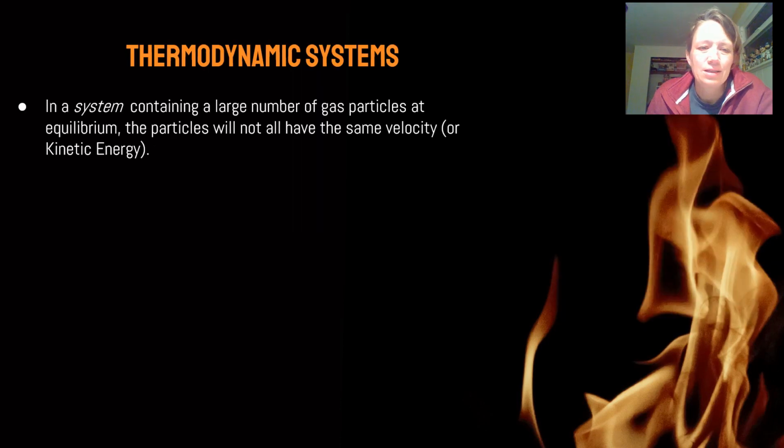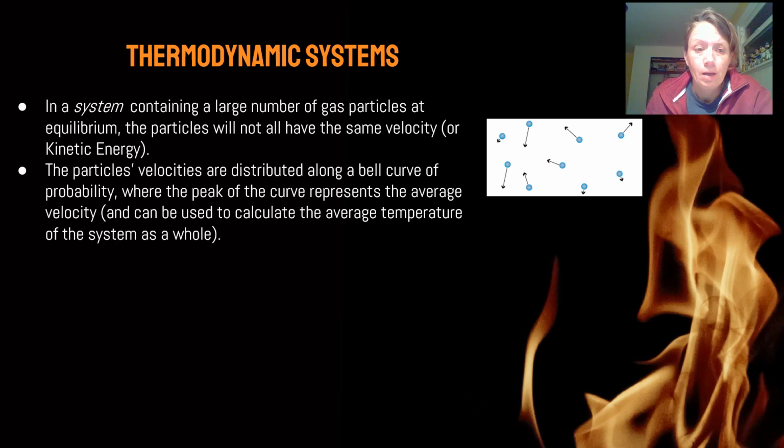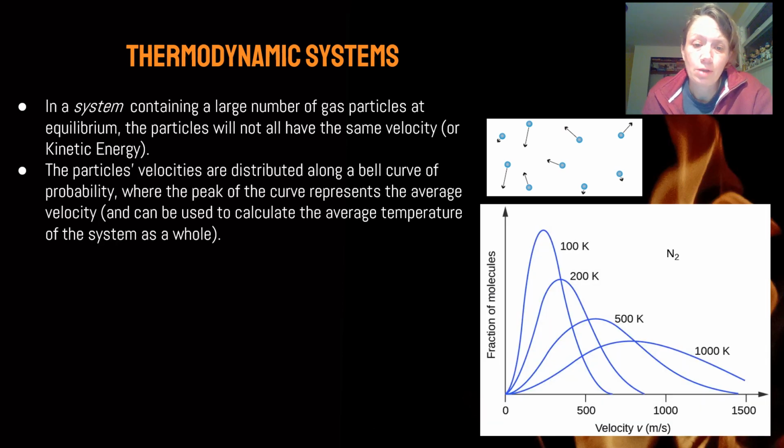So a thermodynamic system contains a large number of gas particles at what's known as equilibrium. This means that everything is sort of evenly distributed through the system, but it doesn't mean that all the particles have the same velocity. If looking at a sample of gases at equilibrium, you would notice some particles moving very fast and some particles moving very slow. The particle velocities at equilibrium are distributed along a bell curve of probability, where the center of the curve tells you the average velocity.